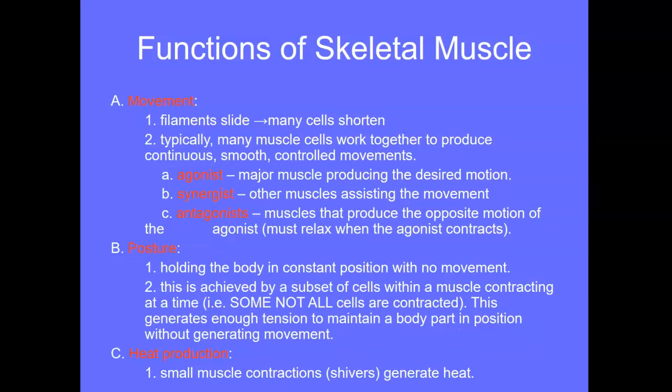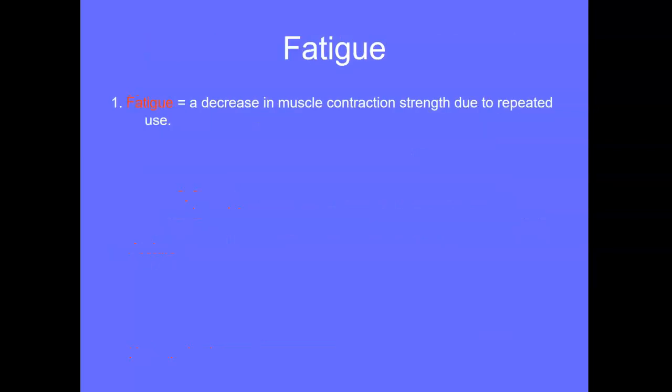Heat production is another big job of skeletal muscle. When we get cold, we start shivering. These are small muscle contractions that allow us to generate heat. Why wouldn't you undergo large muscle contractions to generate heat? Well, when you're cold enough, I don't know if you've ever tried doing jumping jacks or jogging in place, that will warm you up if you do it for a couple minutes. Jumping jacks are particularly good at that.